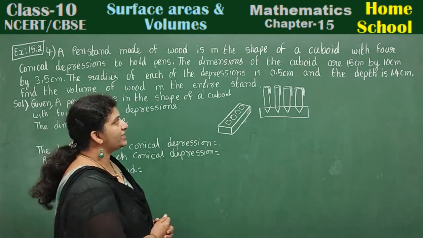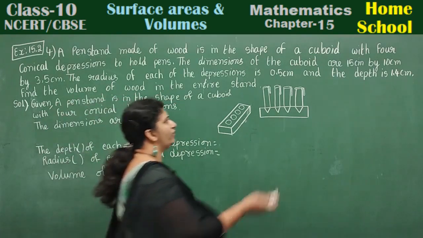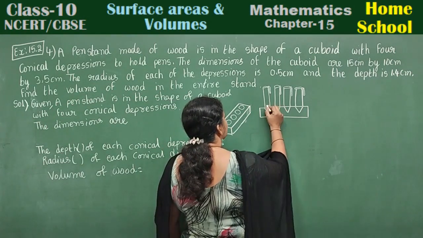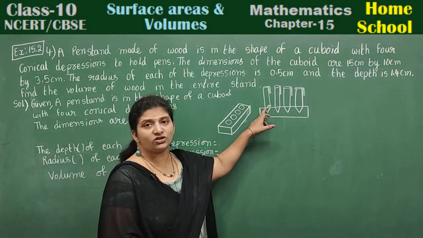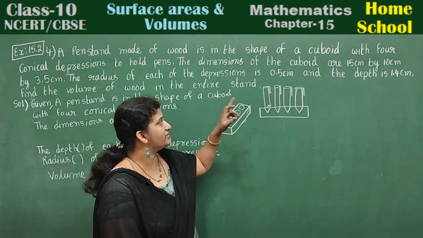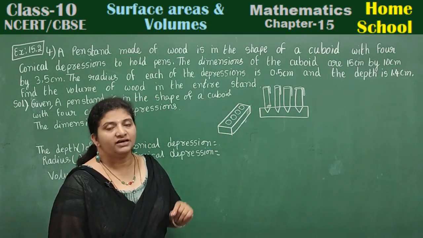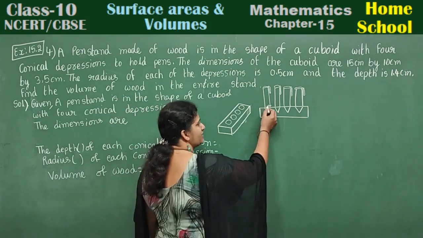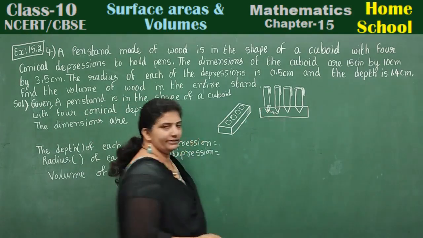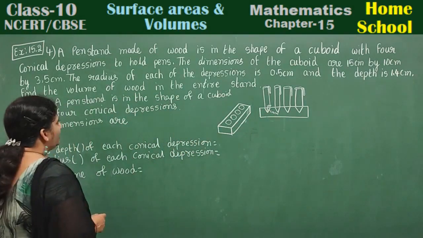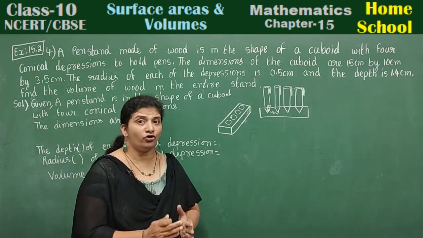The radius of each of the depressions, we are talking about the cone now. The radius of each depression is 0.5 centimeters. What is the radius of this cone? 0.5 centimeters. And the depth is 1.4 centimeters. Depth is considered as cone height. Cone height is how much? 1.4 centimeters. Find the volume of wood in the entire stand after removing 4 cones.